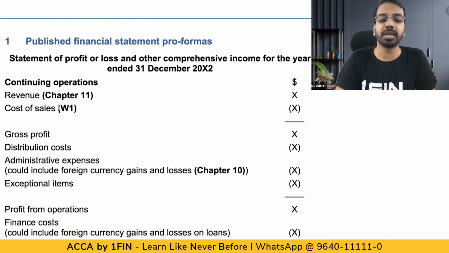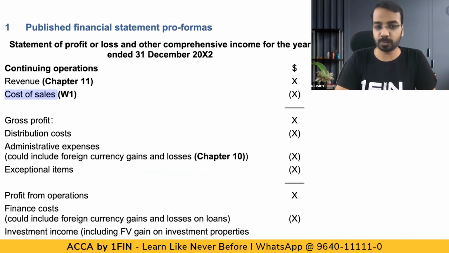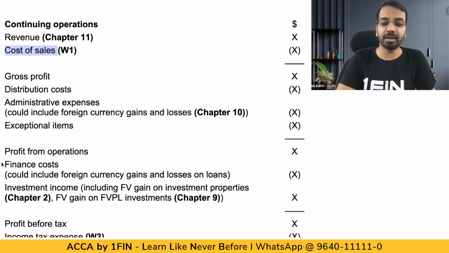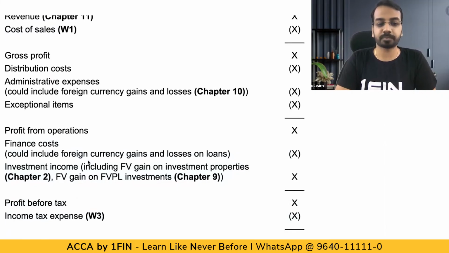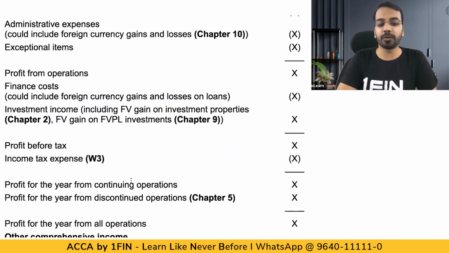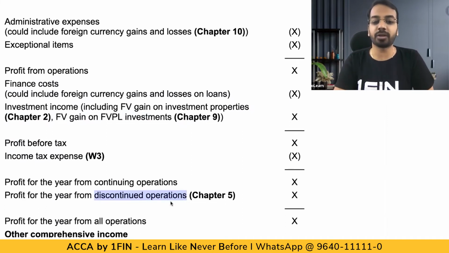Then cost of sales: basically your opening stock, purchases, and closing stock related adjustment are given as part of cost of sales. Then you have gross profit. From that, you remove distribution costs, administrative expenses, and exceptional items, and you get profit from operations. Then you remove finance cost and adjust investment income, and what you get is profit before tax. Then you get income tax expense. Then profit for the year from continuing operations, and profit for the year from discontinued operations, which we will understand in the standard on assets held for sale and discontinued operations. Then profit for the year from all operations.